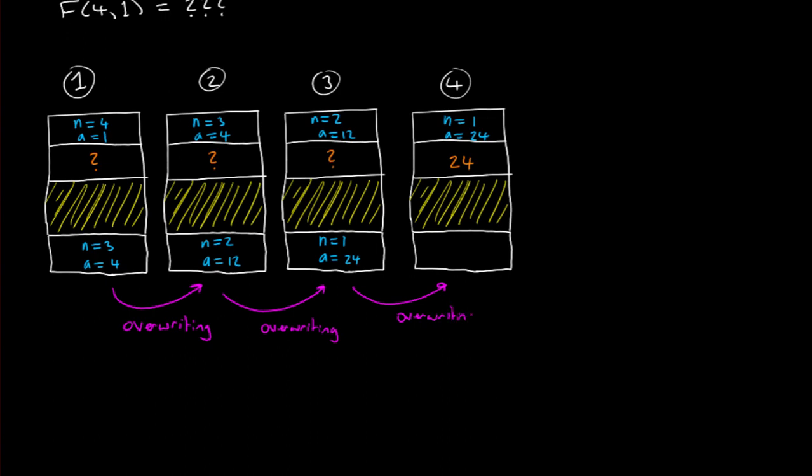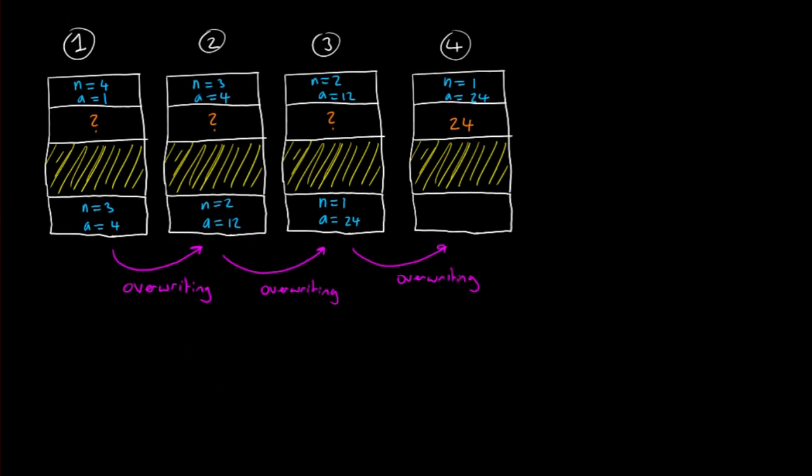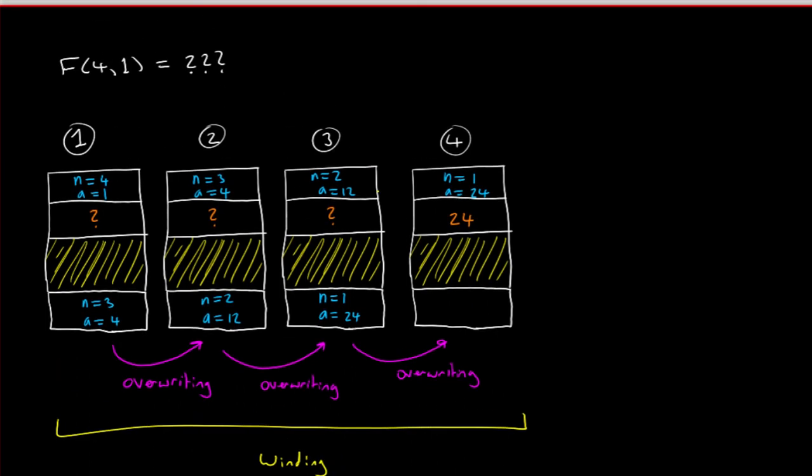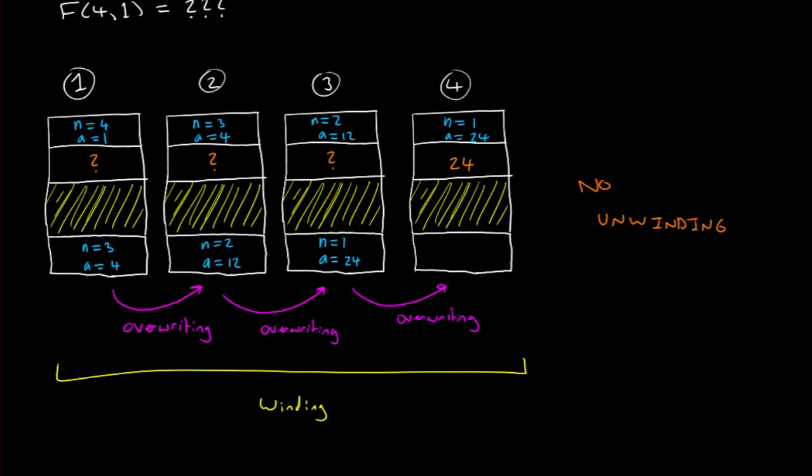Notice, this is the winding phase. But the stack only has one stack frame on it that we're interested in. No unwinding is necessary. So there's no unwinding. So we've saved two things. We've saved the work it takes to allocate a new stack frame 4 times, and we've completely saved 3 steps of calculation. We've saved three pops.